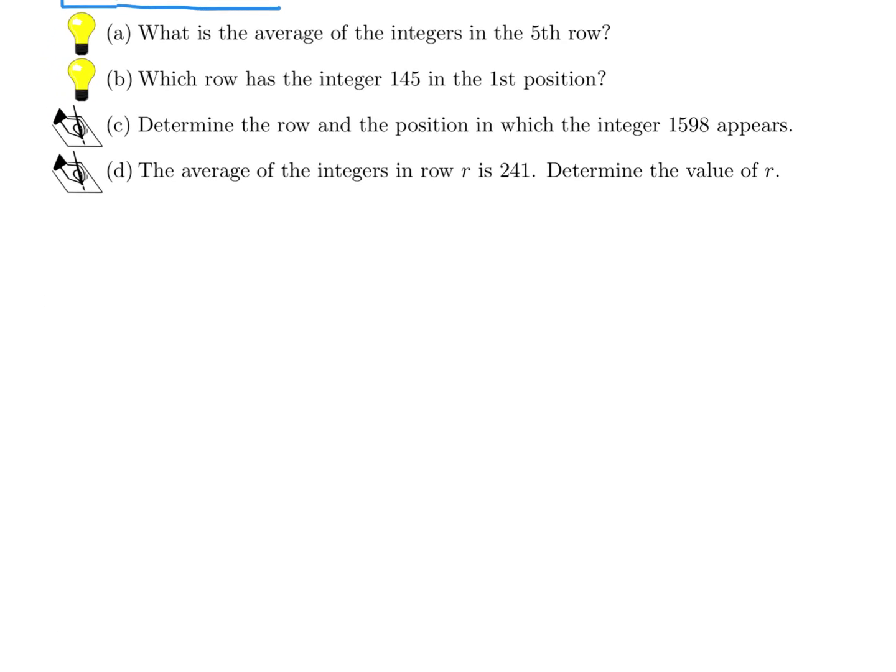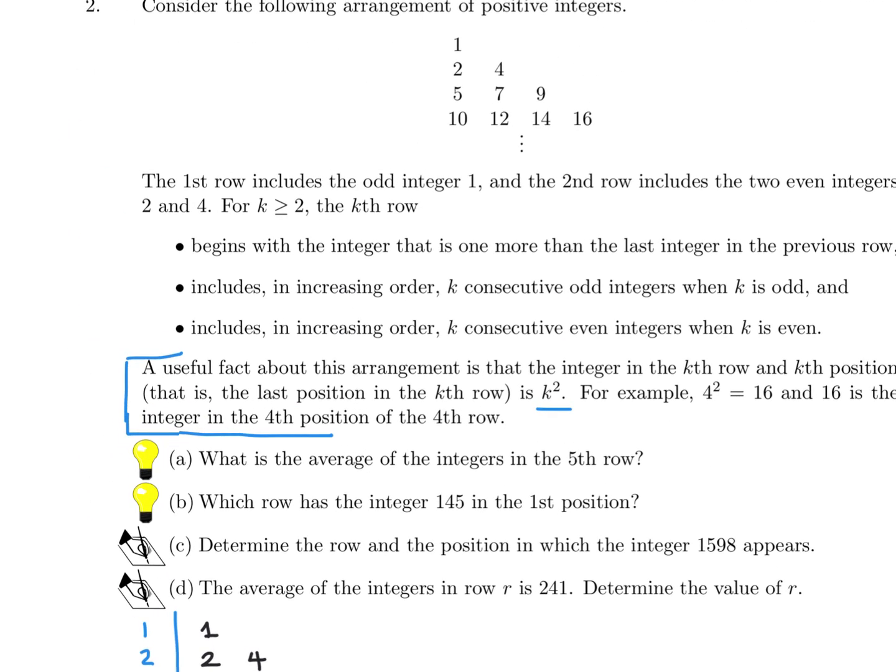So let's write this out. Okay, 1, 2, 3, 4, 5. These are the rows. Okay, so some of these they already gave, right? They started you off: 1; 2, 4; 5, 7, 9; and then 10, 12, 14, 16. Okay, so how do we make this list, right? Because that's what they gave us. But how do we make the list?